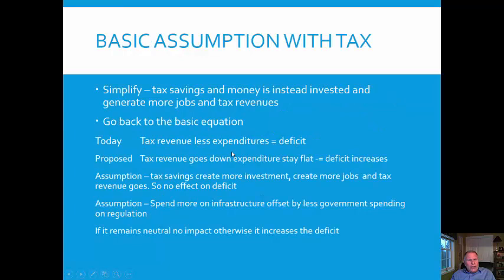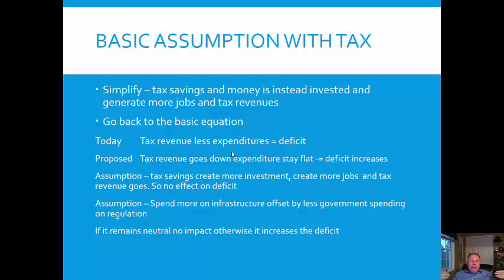So that's the tax system. But let's look at this for a second and simplify. Tax savings and money is instead invested and generates more jobs and tax revenues. So the theory is that if you give people tax cuts, they will invest, and that will create more jobs. But it needs to be tied to the demand for products. And if you are going to make an investment, you're going to need people, and we don't have enough skilled people, as evidenced by 5 million jobs today going unfilled because of a lack of skills.